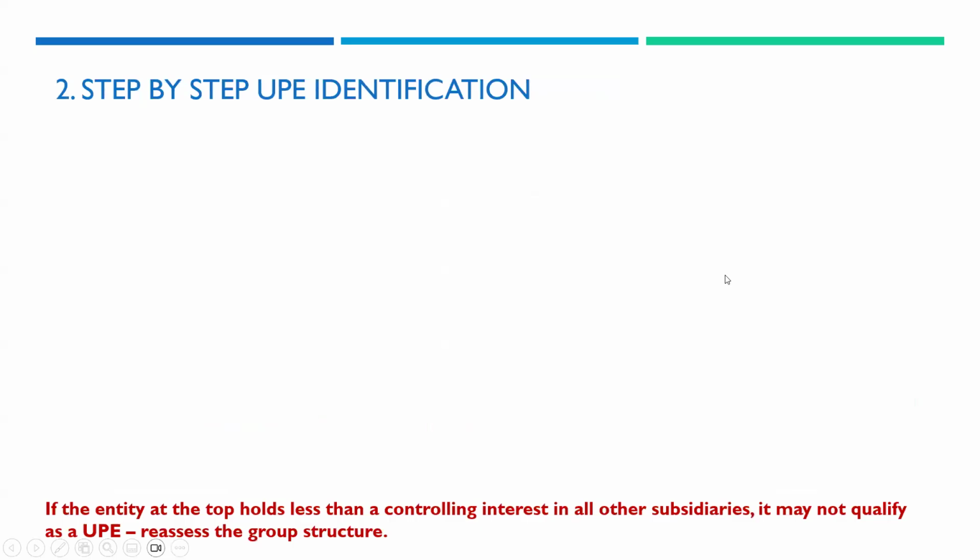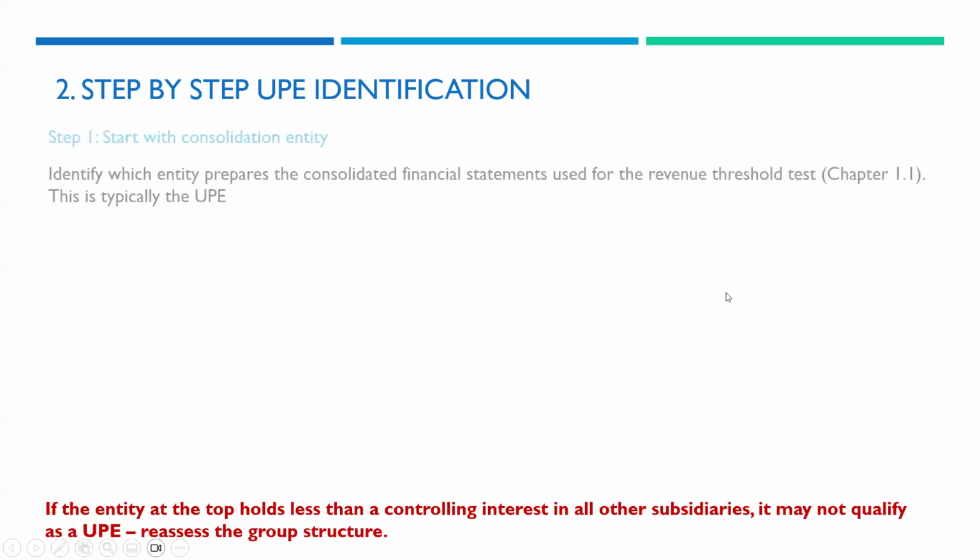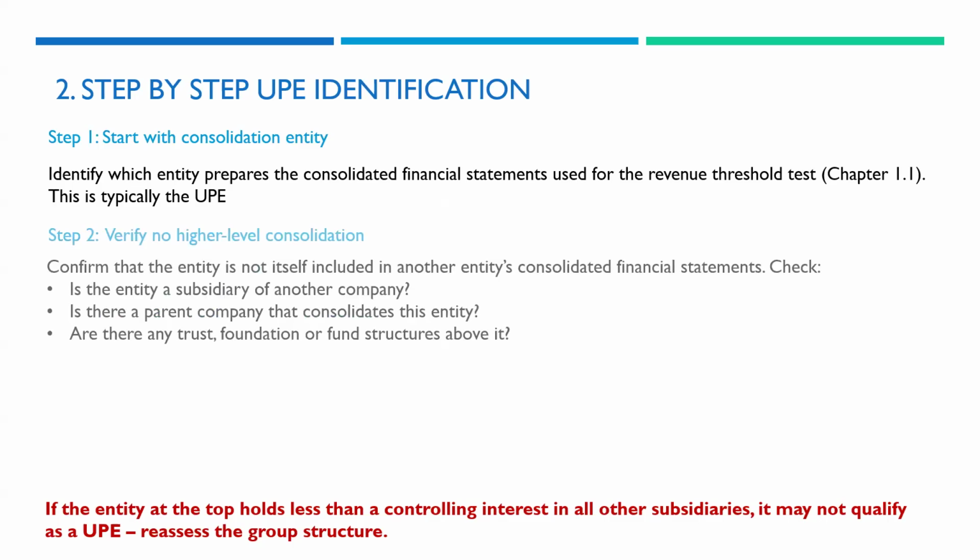Now let's identify what would be the step by step process we will use for UPE identification. Given that that is the definition, we will look at a step by step method. First is, start with the consolidation entity. Now, if you are given an MNE group, you start with the consolidation entity. Identify which entity prepares the consolidated financial statements used for the revenue threshold test. Who prepares consolidated financial statements would normally be the UPE. Okay. For the group as a whole, who prepares the consolidated financial statement, that would be the UPE.